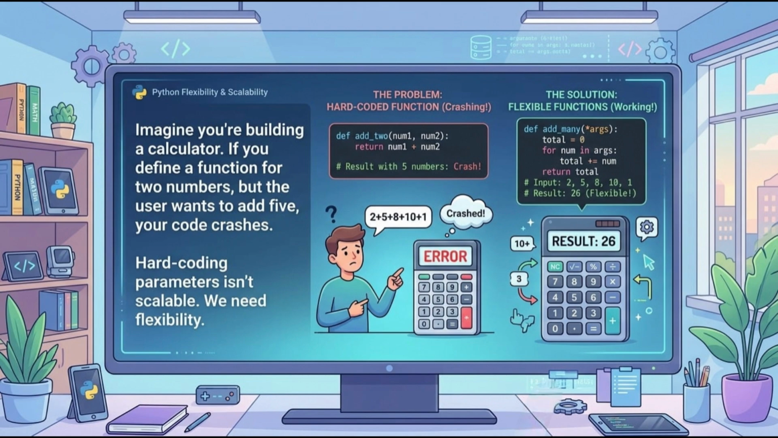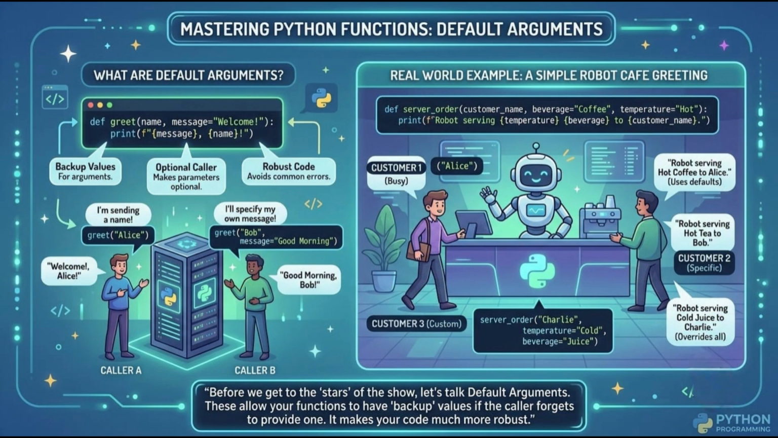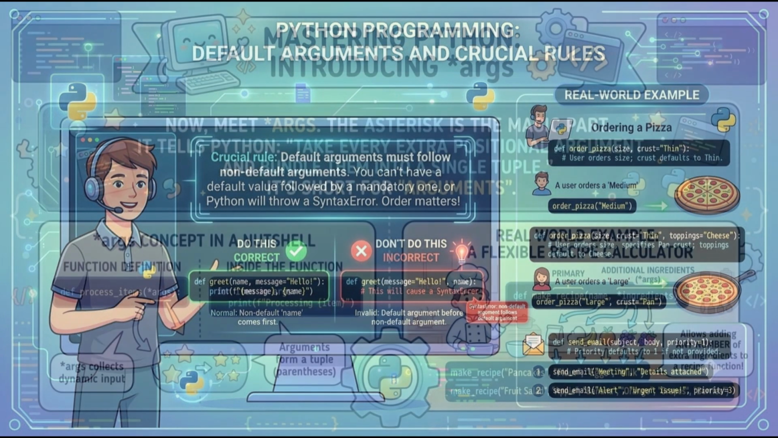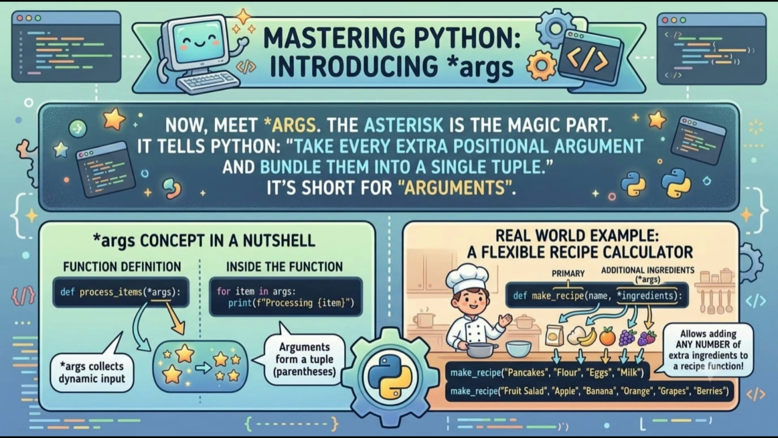We need flexibility. Before we get to the stars of the show, let's talk default arguments. These allow your functions to have backup values if the caller forgets to provide one. It makes your code much more robust. Crucial rule: default arguments must follow non-default arguments. You can't have a default value followed by a mandatory one, or Python will throw a syntax error. Order matters.